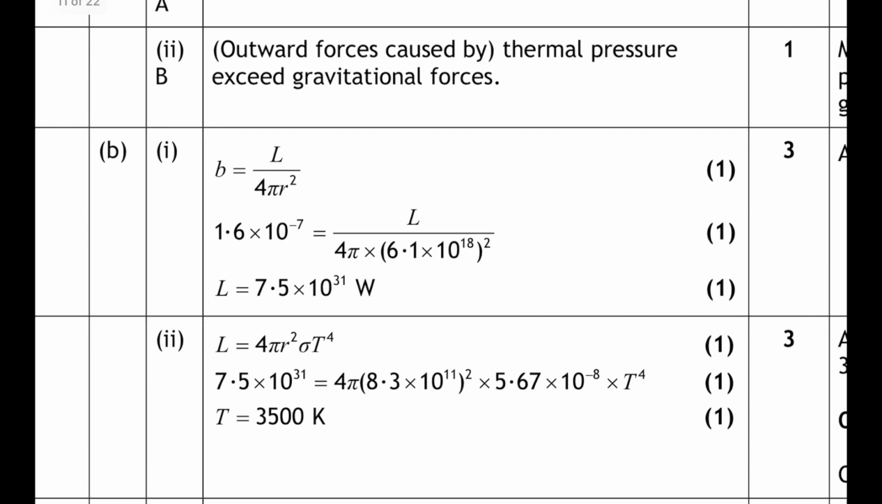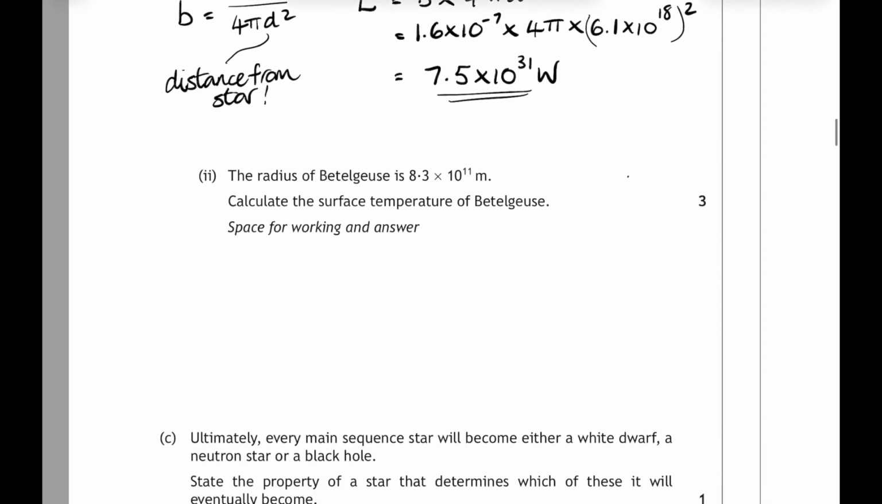So if you make a mess of rearranging it, you'd still get 2 out of 3 if you substitute the values first. It's worth thinking about. Anyway, back to the question. Part 2. The radius of Betelgeuse is 8.3 times 10 to the 11 metres. Calculate the surface temperature of Betelgeuse.